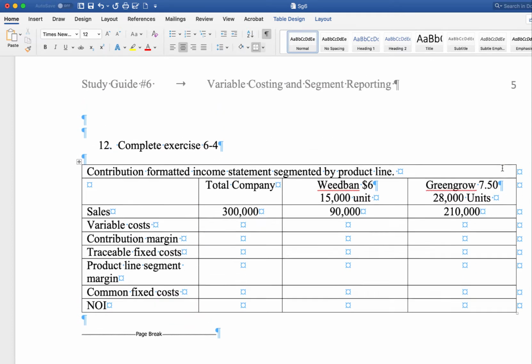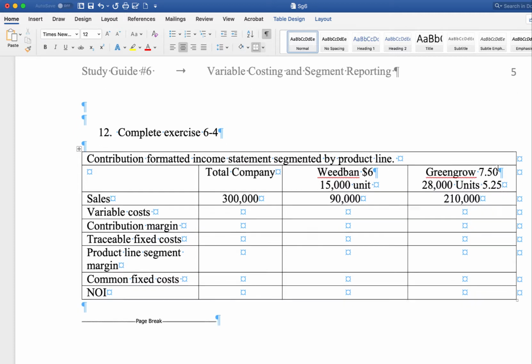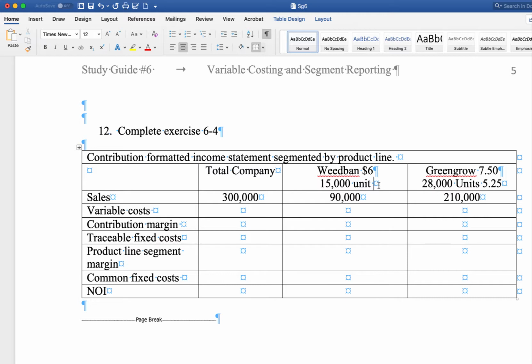I'm going to put them down here just so we know. We know for Green Grow it's $5.25. We know for Weed Ban that the unit variable cost is $2.40. Okay, we can calculate the variable cost for Weed Ban and for Green Grow.